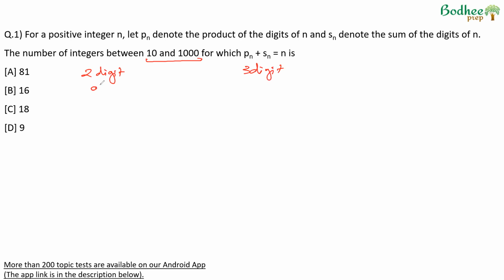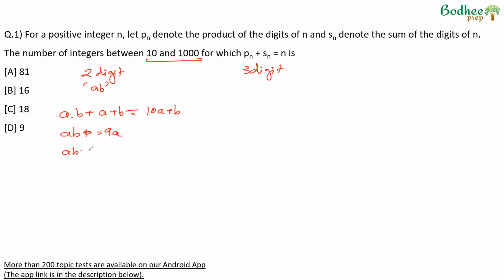Suppose the 2-digit numbers are of the form AB. So according to the question, Pn is the product of digits, so A into B, plus Sn is the sum of digits, A plus B, is the number itself. The value of the number will be 10A plus B, a 2-digit number. So AB plus A plus B is equal to 10A plus B, which gives AB is equal to 9A, and B cancelled.